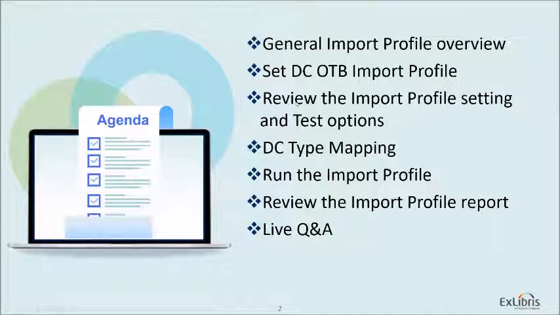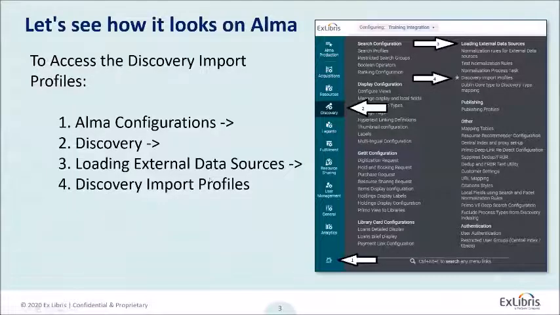Okay, so let's begin. In order to get to the import profiles, we need to first click on the Alma configuration, then select, of course, the discovery because we want to work on Primo VE. And then under the loading external data sources section, we have the discovery import profiles. Inside the loading data sources section, you can see that we have a lot of different options. Let's just review them real quick.